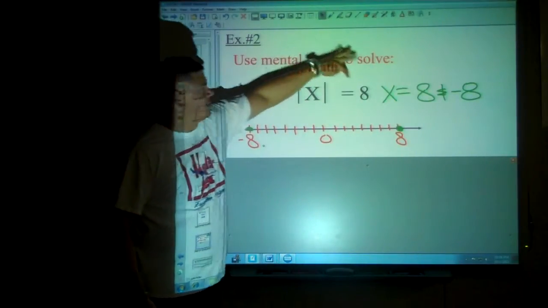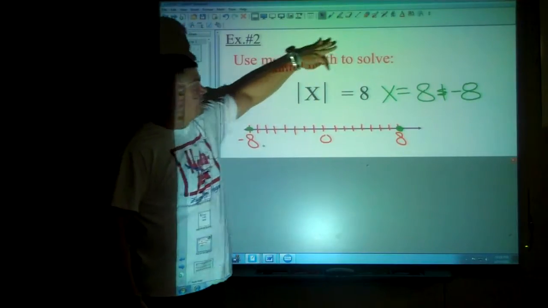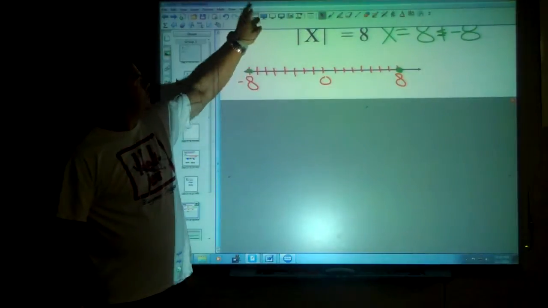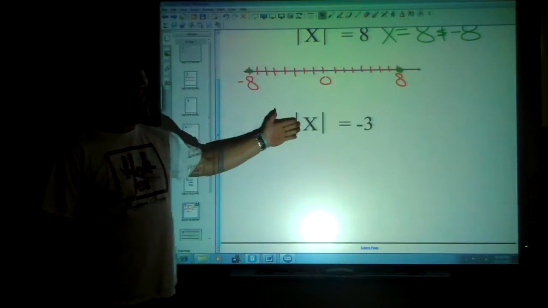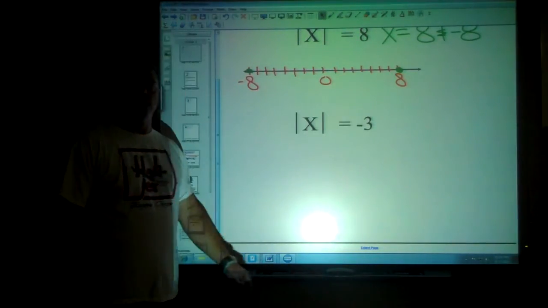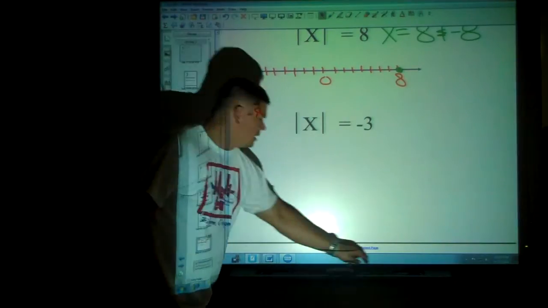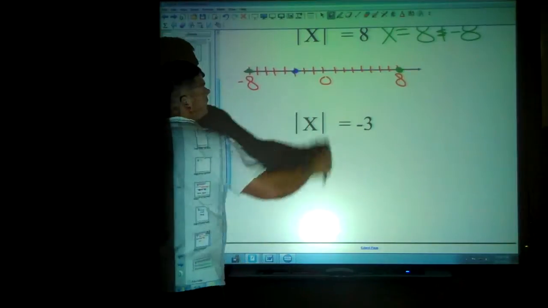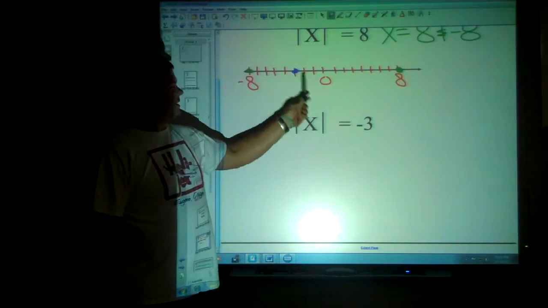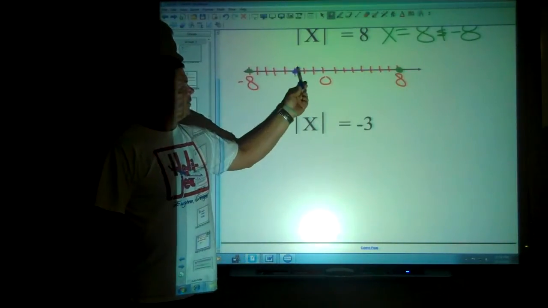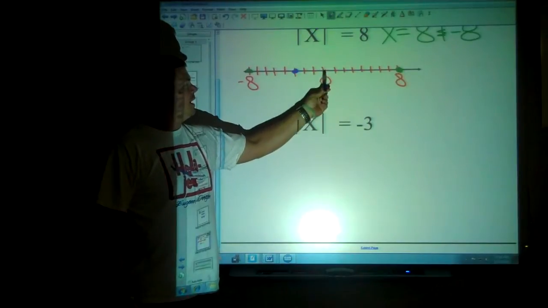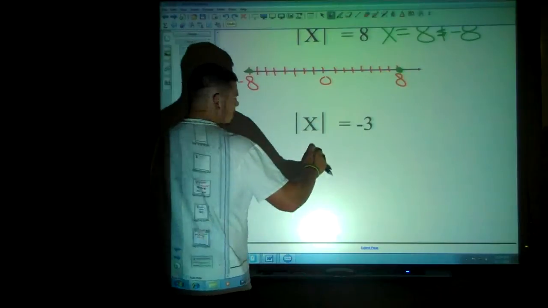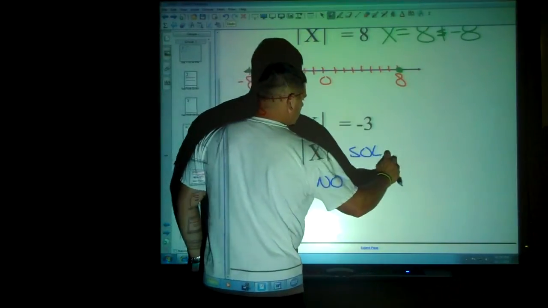The absolute value of 8 is 8. The absolute value of negative 8, also 8. They have the same answer. How about this one? The absolute value of x is equal to -3. Now -3 would be right here. 1, 2, 3. That's how far, but that's the answer. I can't really say that that's -3 units away. We don't have a situation where this works. We would say no solution.